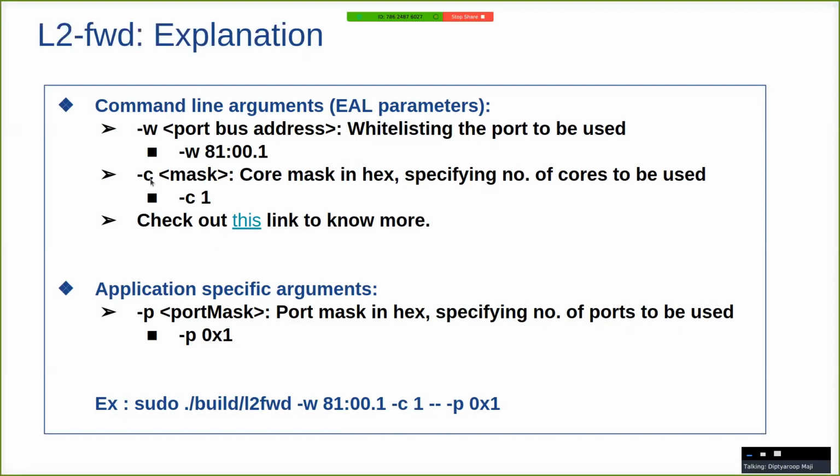By -c, we are giving the core mask in hexadecimal. That is, we are specifying the number of cores to be used by our application. Here it is 1. So these are basically EAL parameters. So what are EAL parameters? This link explains it in detail, but I'll explain it in a few words. So EAL is Environment Abstraction Layer.